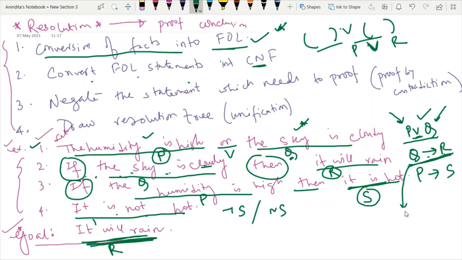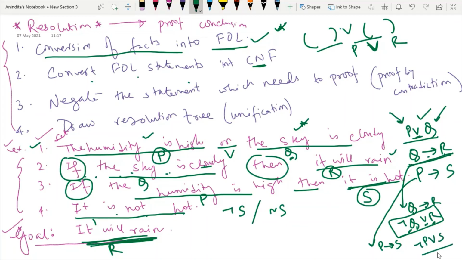How can we convert it? We know that Q implies R can be further abbreviated as not Q or R. So we have to convert it into this abbreviation. And here the literals not Q and R are connected via disjunction. So therefore the second fact is also converted to CNF. Similarly, we can also convert the third fact, P implies S, into CNF. That is not P or S. So now this abbreviation is in CNF.